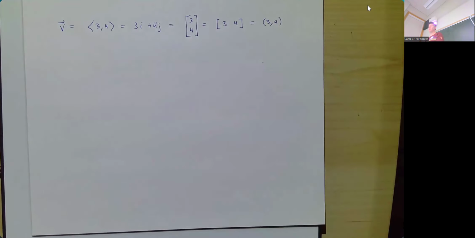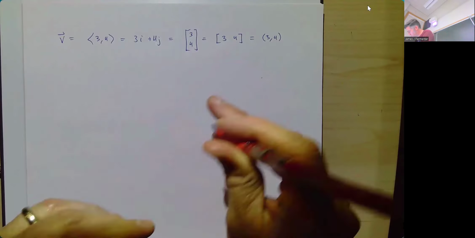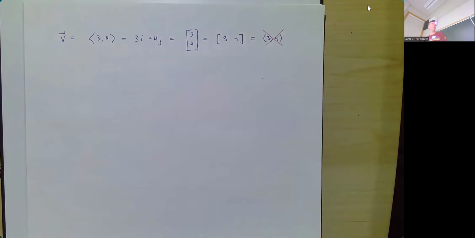These are all ways of indicating the vector that goes over 3 and up 4. I would say you should never use this, because it's really easy to confuse with a point. But that's also why people use it though, because sometimes you're thinking about the vector as the thing that starts at the origin and ends at the point that is exactly over 3 and up 4.